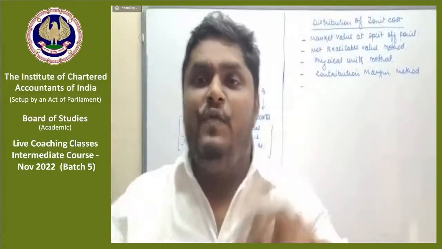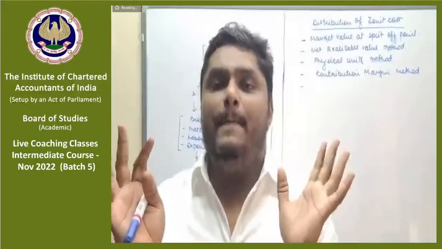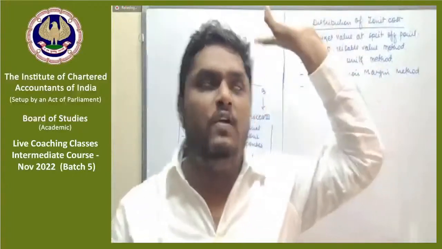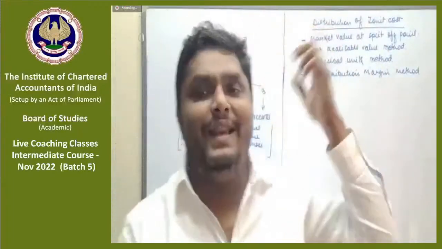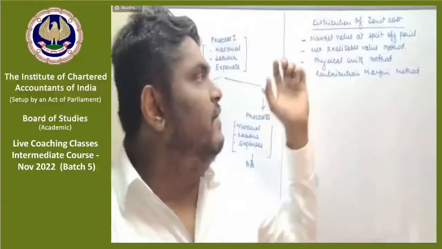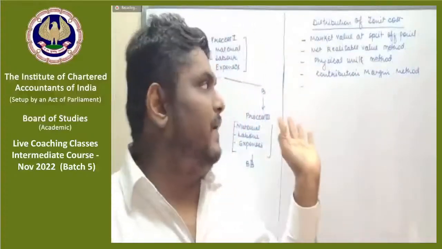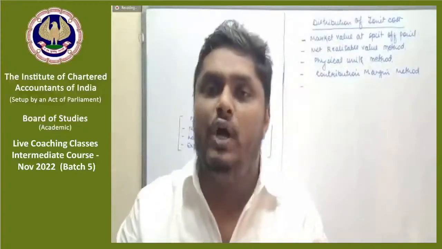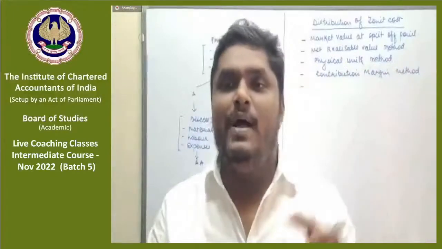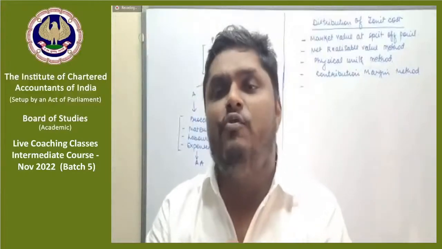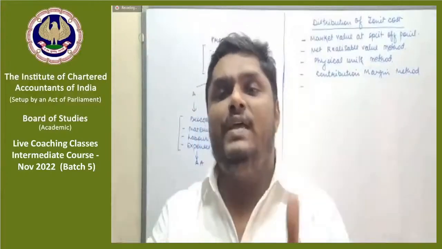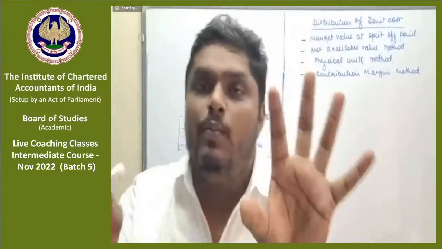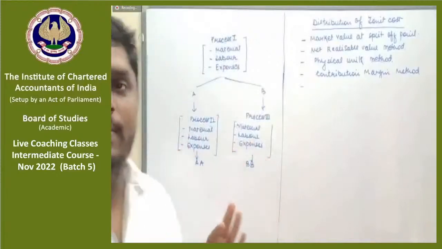So if none of the methods can be applied, that is, market value at split off point is not given, so net realizable value method cannot be applied, and physical units method cannot be applied. Let's say the physical units of intermediate products A and B are not given in the question. For contribution margin, no information is given as regards fixed cost and variable cost. Then, at the end of the day, our motto is to manufacture double A and double B.